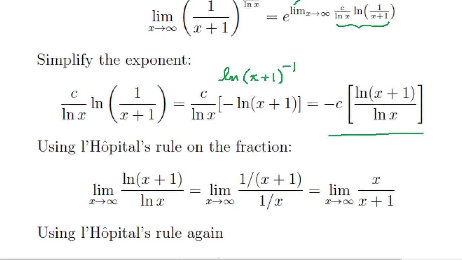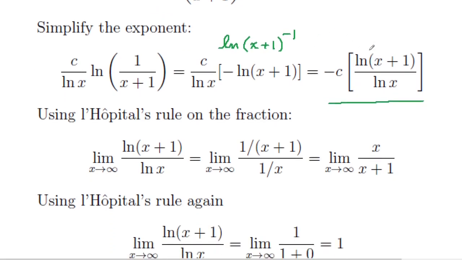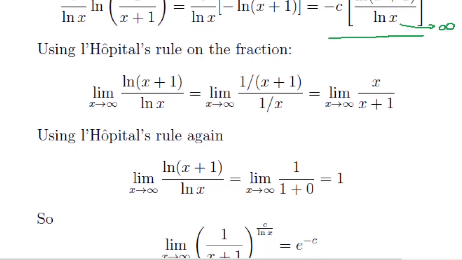Now, for the last fraction over here, as x goes to infinity, ln of x plus 1 goes to infinity, and ln of x goes to infinity. So we have an infinity over infinity quotient indeterminate form, and we can apply L'Hopital's rule. Derivative of the numerator is 1 over x plus 1. The denominator is 1 over x. I can rewrite this fraction more simply this way.